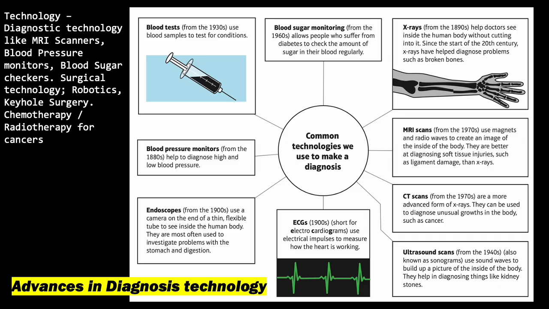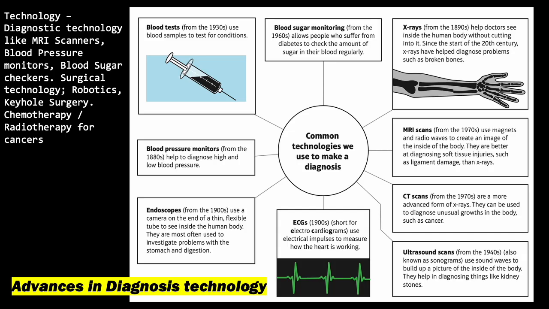consequence. Blood tests, we now do blood tests. They can tell us pretty much what's wrong with us from our blood. Endoscopes, they can get cameras inside of us. ECGs might measure our heart rate. X-rays can show us where things are broken. MRI scanners, all of these things.